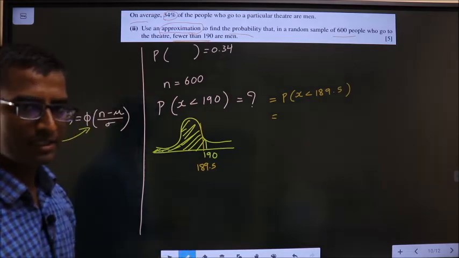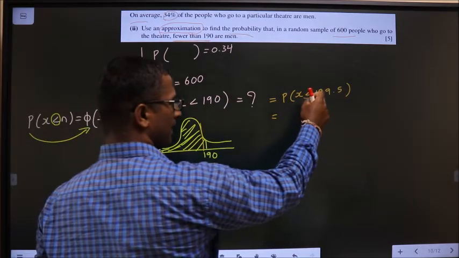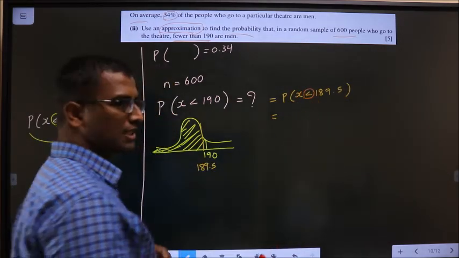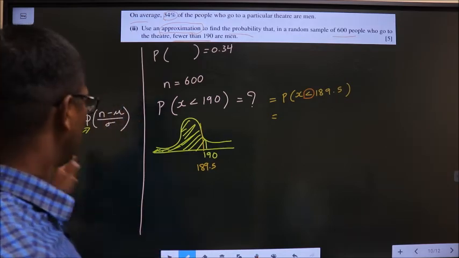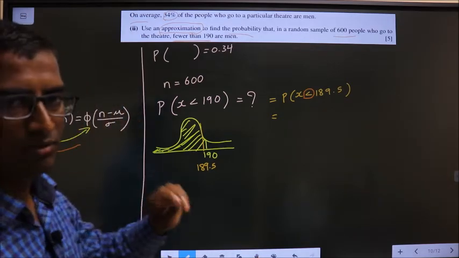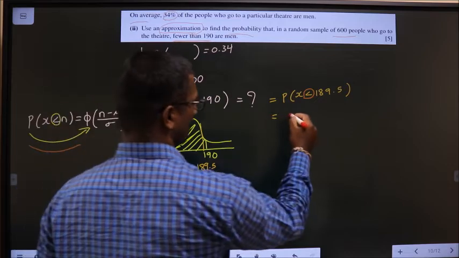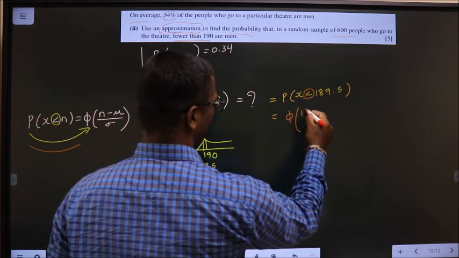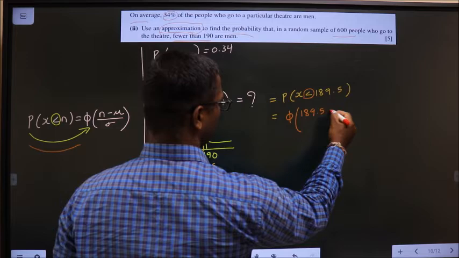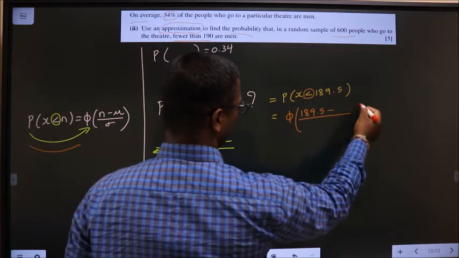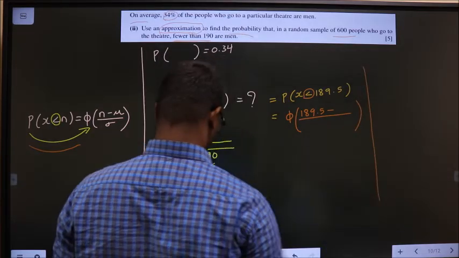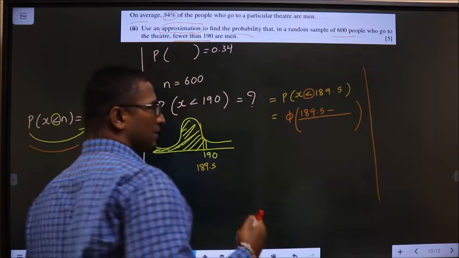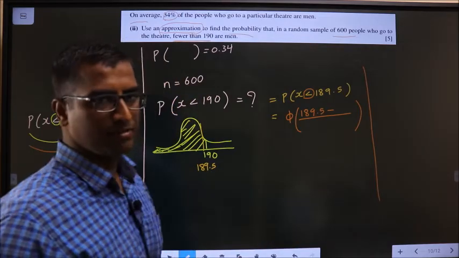Okay. Next, analyze that there is a less than symbol. So whenever there is a less than symbol, P will change to phi. So phi of (189.5 minus mean) by standard deviation. So now we should calculate mean and standard deviation.